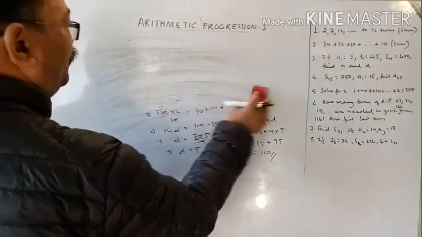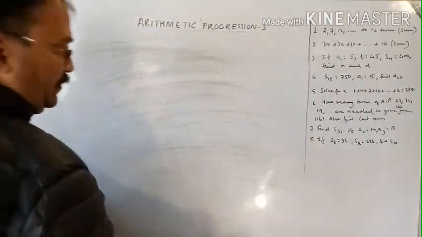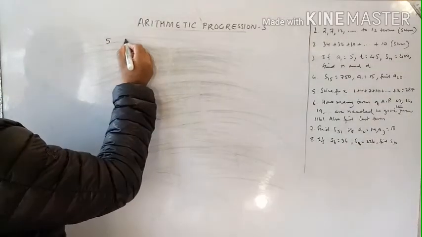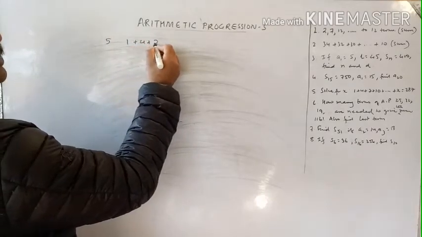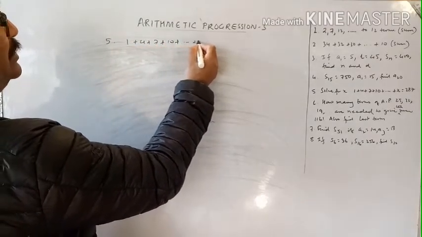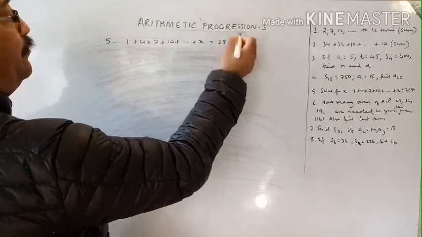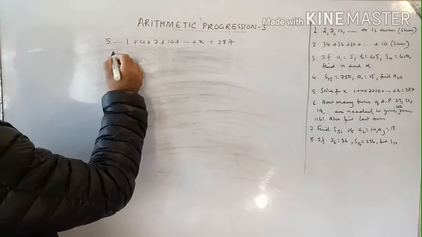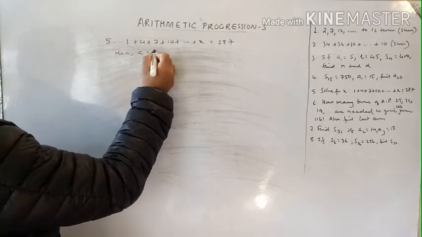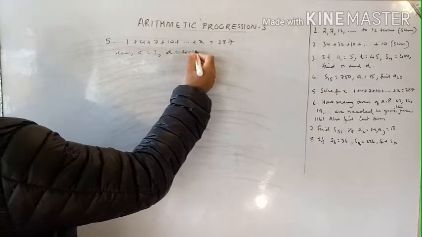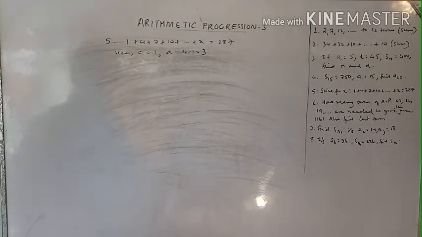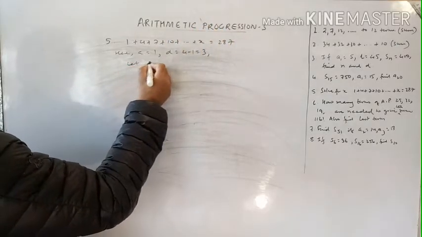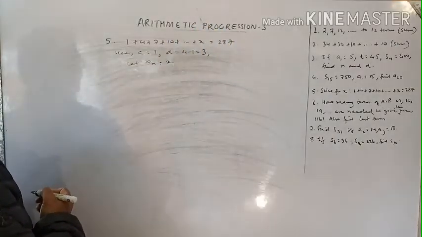Now the next question, that is question number 5. Solve for x. So we are given 1 plus 4 plus 7 plus 10 plus x is equal to 287. Okay, we have to find the value of x. So here a is equal to 1 and d is equal to 4 minus 1, that is 3. Now we don't know how many terms are there, so let the number of terms be x.